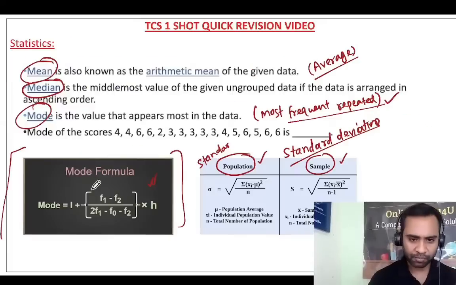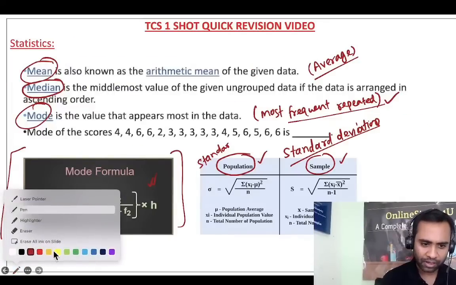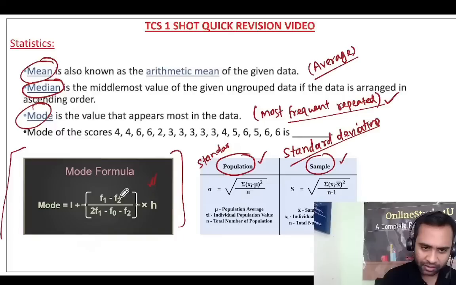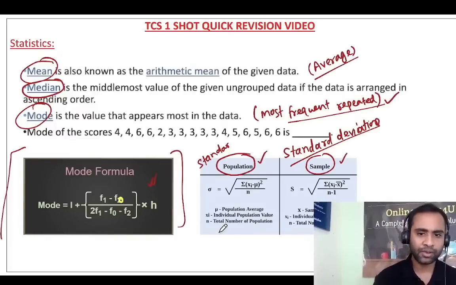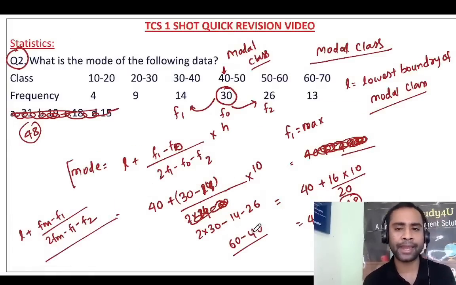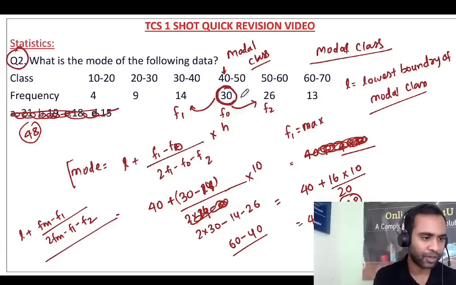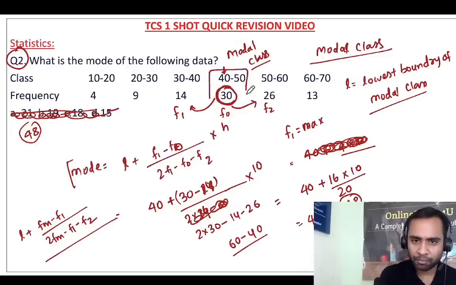Okay, now there is a small correction in the formula. This is nothing but F0. F1 minus F0. Now, model class. So how do we find the model class? You see the highest frequency. Highest frequency is what? 30. Clear? Now the highest frequency one becomes our model class.